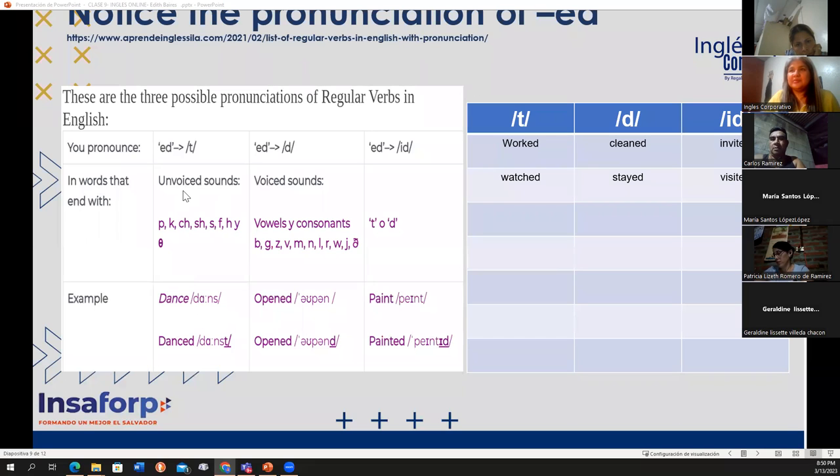Here we have examples of ending with a T, D, and ED. You can see here the examples. For example, dance, okay? Danced, okay? Danced. Open, opened, okay? Ending with D.